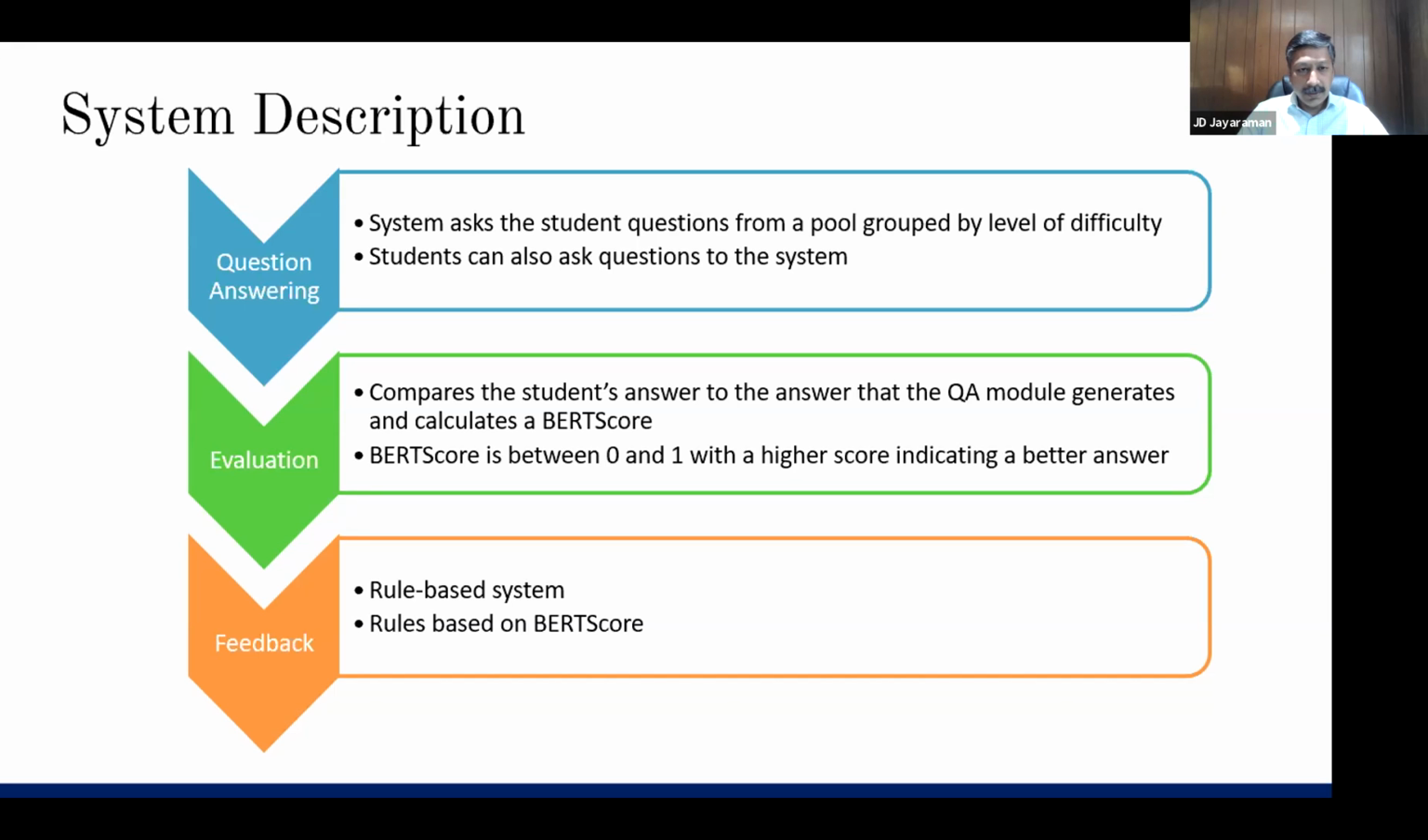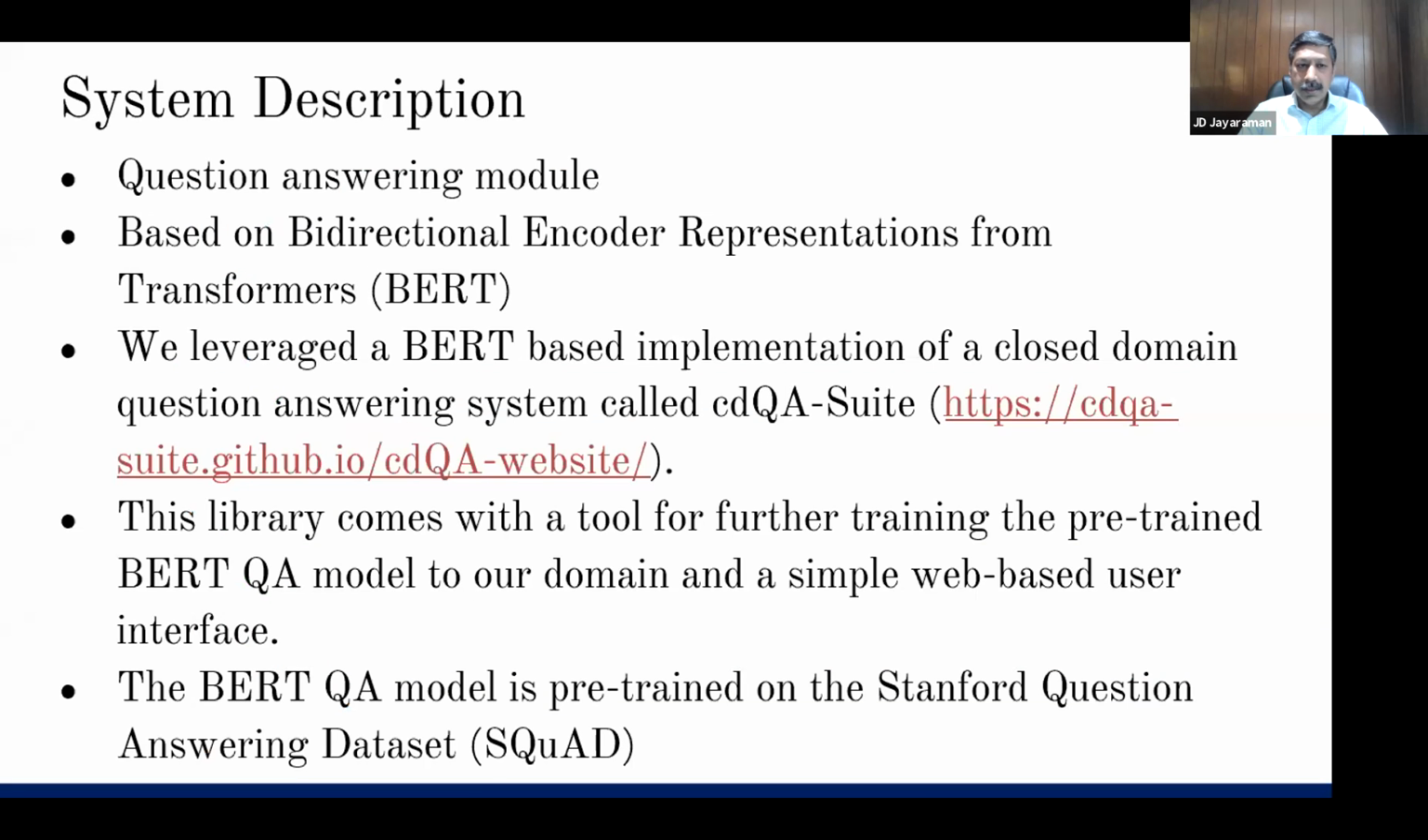Let me get into describing the system itself. The system consists of three parts, three modules, basically. One is the question answering module, the second is the evaluation module, and the third is the feedback module. So I'll briefly touch on what each module does. Right?